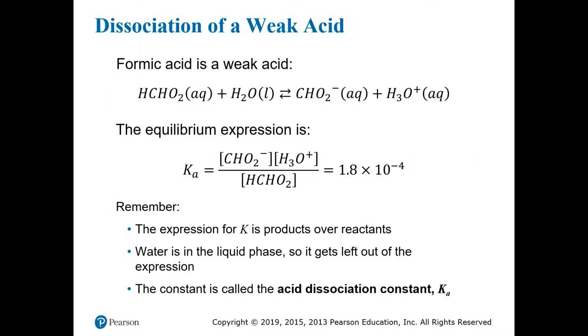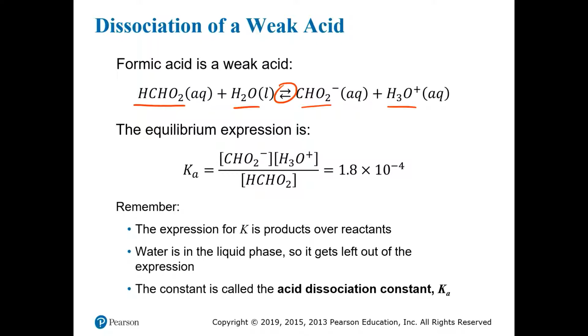Here we have formic acid, which is HCHO2. This interacts with water to donate a proton and leave behind CHO2-. The water takes a proton and becomes H3O+. Obviously, this is a reversible equilibrium reaction because this is a weak acid.